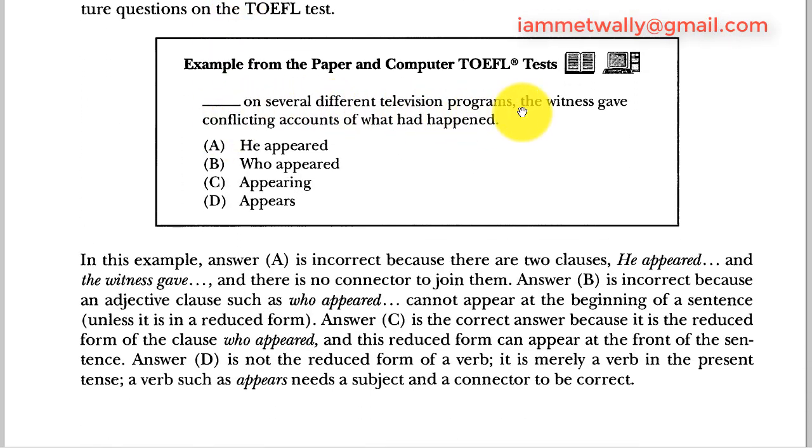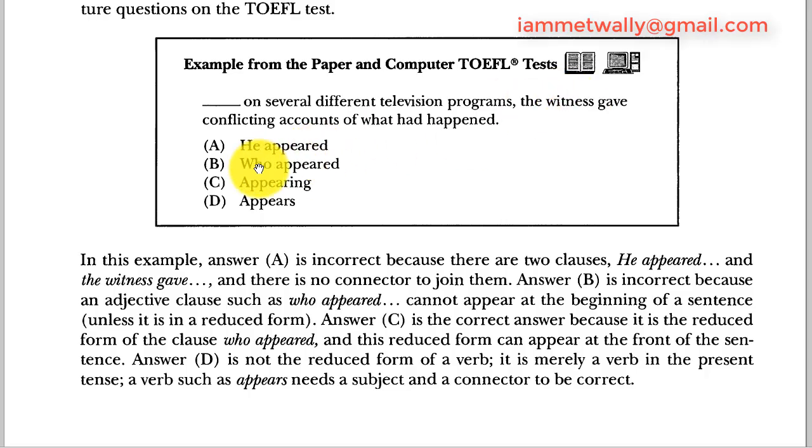On several different television programs, the witness gave conflicting accounts of what had happened. As you can see here, this is the sentence. So I should have here an adjective clause that describes the second sentence. So he appeared, it should have a connector, of course. The only one easily here that has a connector, it says who appeared, but it is not reduced. So he appeared, subject and verb, but there is no relation with the second one.